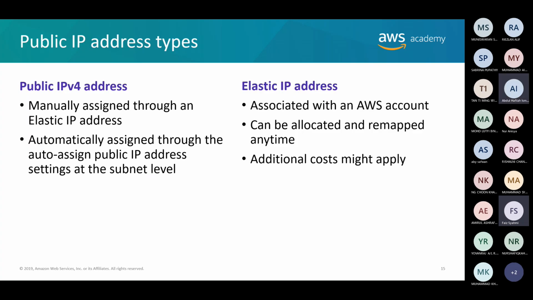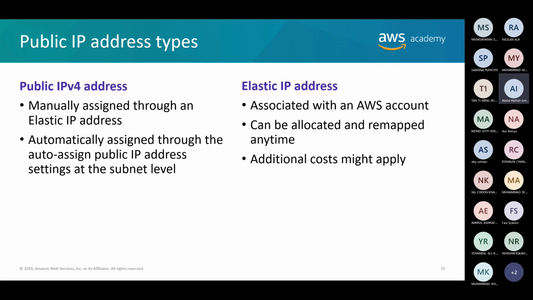So when you create a VPC, every instance in that VPC gets a private IP address automatically. You can also request a public IP address to be assigned when you create the instance by modifying the subnet's auto-assign public IP address property.